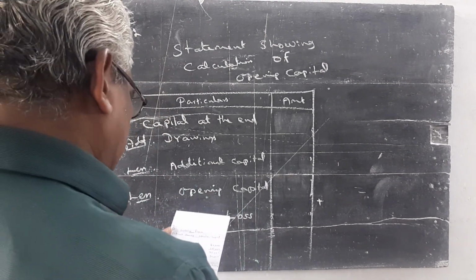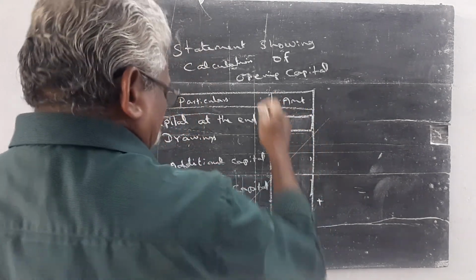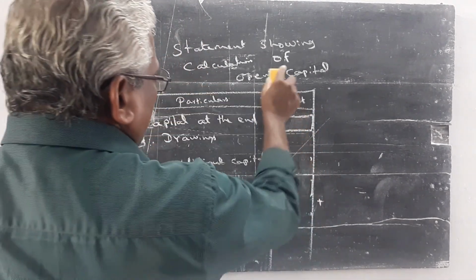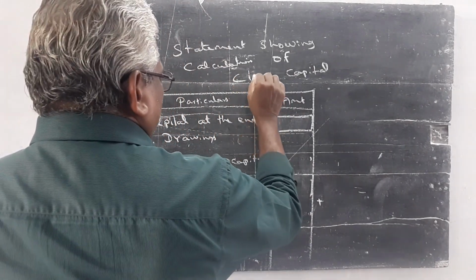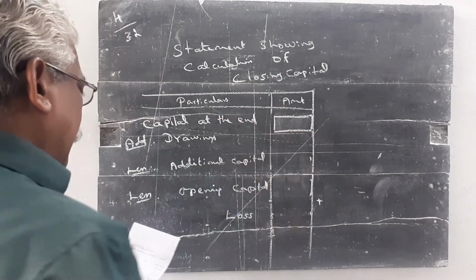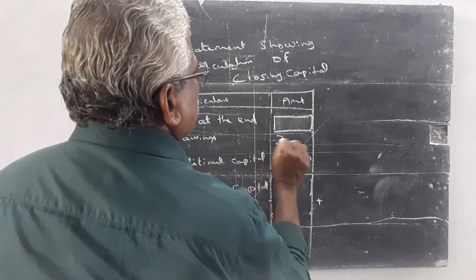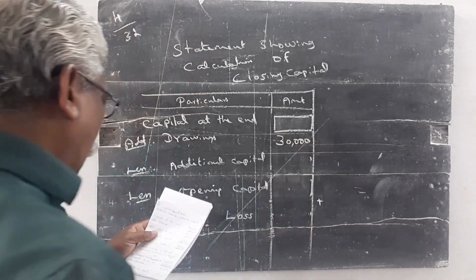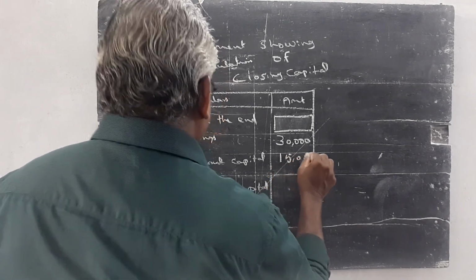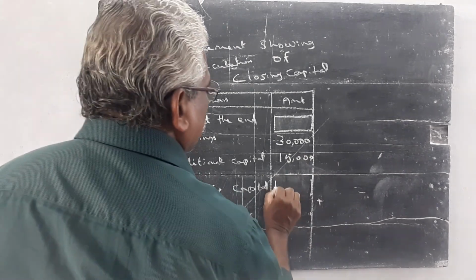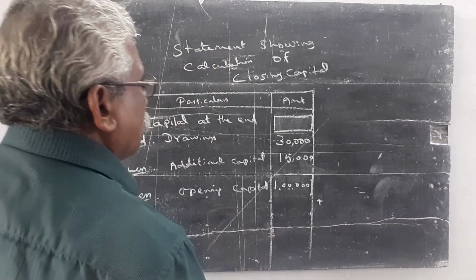Capital at the end is not given in the question. We have to calculate. Here, statement showing calculation of closing capital. Capital at the end, we have to calculate. Add drawings. Drawings 30,000 is given in the question. Then additional capital 15,000. Then opening capital 1 lakh. Here profit is given. Profit.